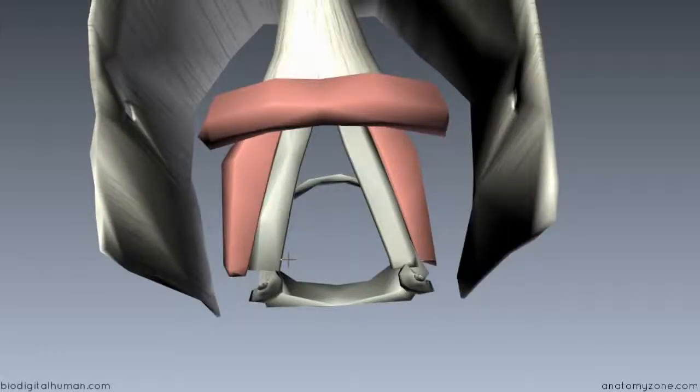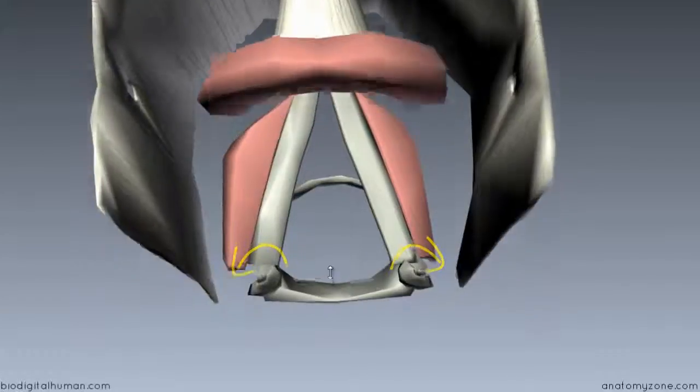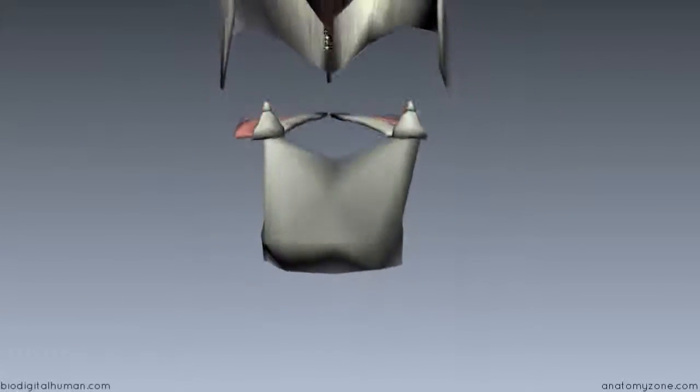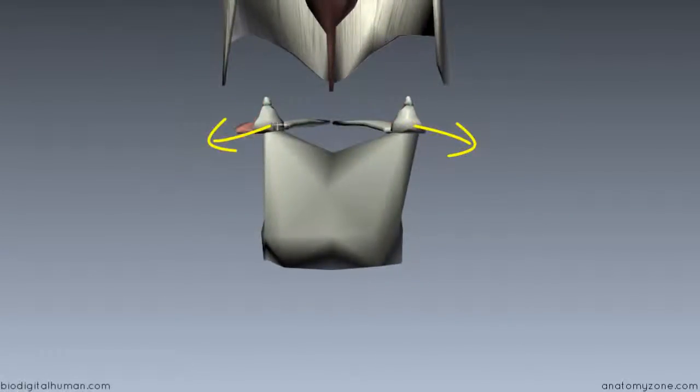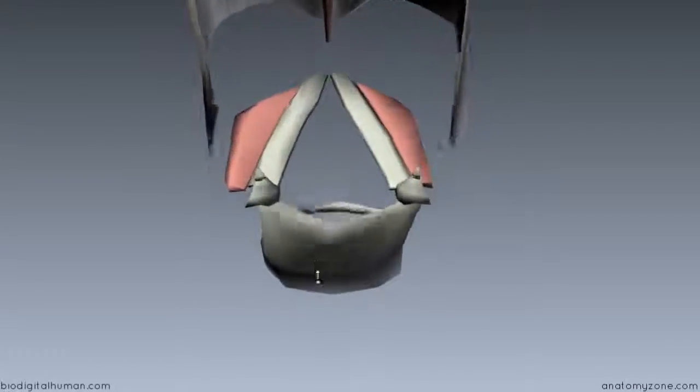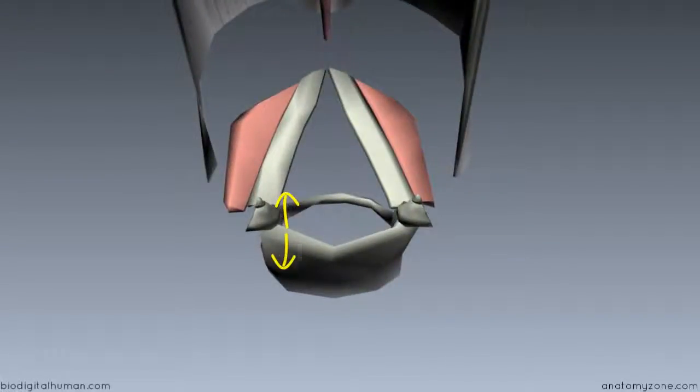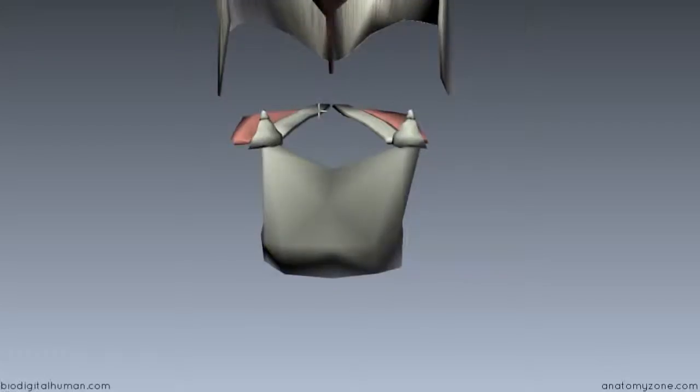So it's important to get a grip of the sort of movements that occur at the cricoarytenoid joint. The arytenoid cartilages are really interesting because they can be laterally rotated, like I showed you here. They can also be abducted, so they can be moved side to side, and they can also be rocked backwards and forwards. So there are a few movements that the arytenoid cartilages can do.